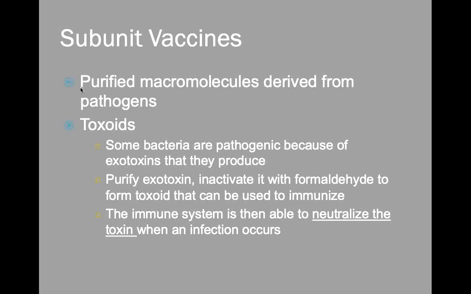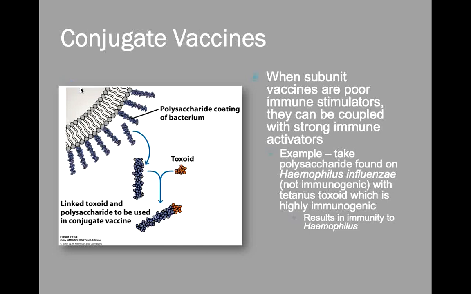Some bacteria are pathogenic because of the exotoxins that they produce, like Clostridium tetani, which produces tetanus, and diphtheria as well. So in these cases, the exotoxins have been purified and inactivated with formaldehyde, and the inactivated toxoid is now used as an immunizing agent or vaccine. So the immune system neutralizes the toxin whenever an infection occurs. These types of vaccines are for diphtheria as well as tetanus.